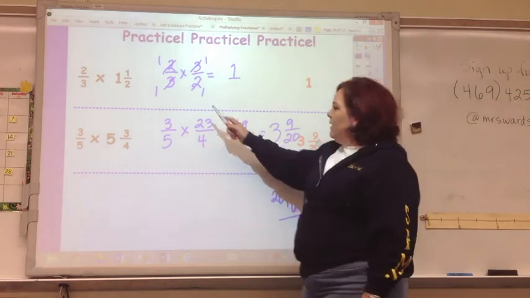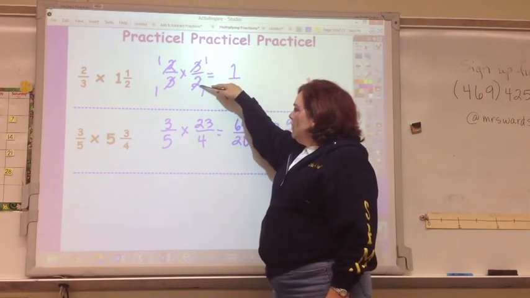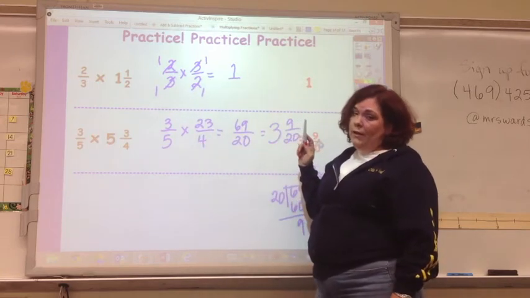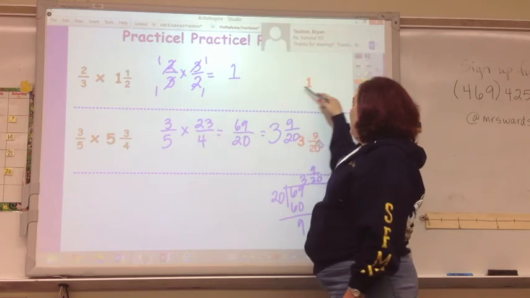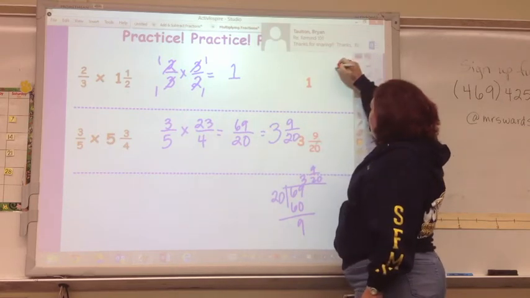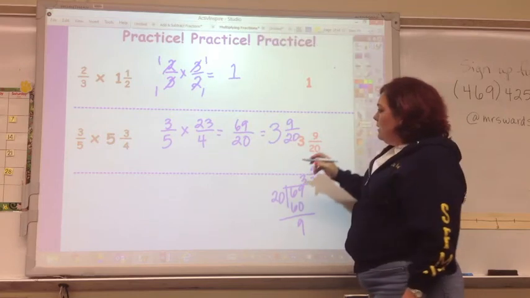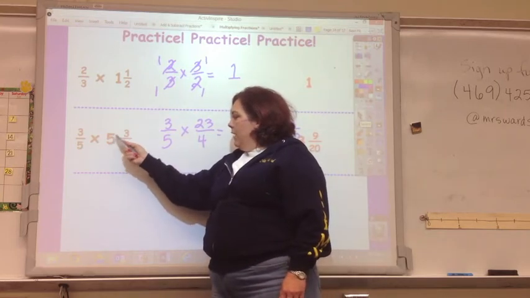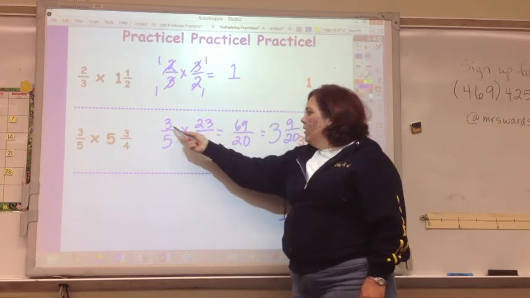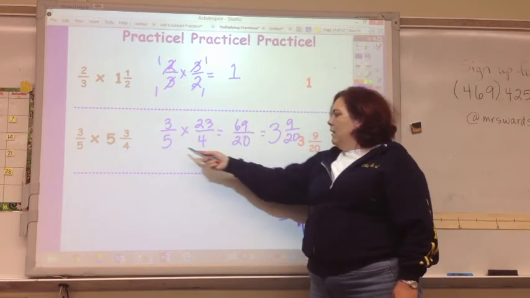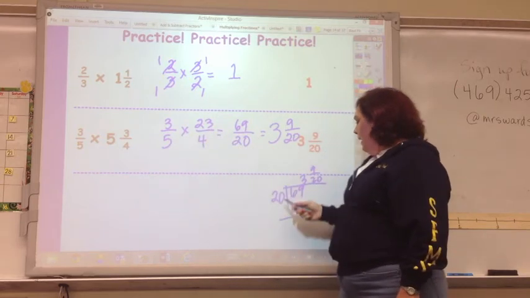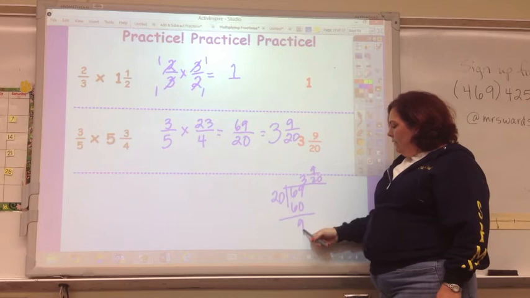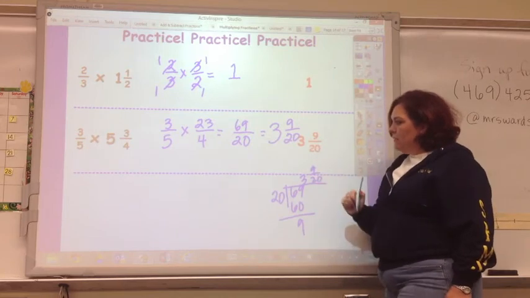Okay, so isn't this one interesting? It was 2/3 times 3/2. This cross canceled, so it was really just 1 times 1 and 1 times 1, which is all 1. And that's what this says. And so then this one, 3/5 times 4 times 5 is 20, plus 3 is 23, 23/4. So 3 times 23 is 69, and 5 times 4 is 20. And then I have to divide 69 divided by 20, and I get 3 and 9 left over and 9/20ths. So that's my answer.